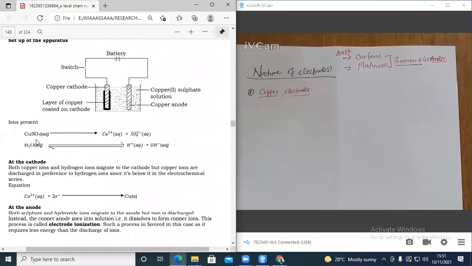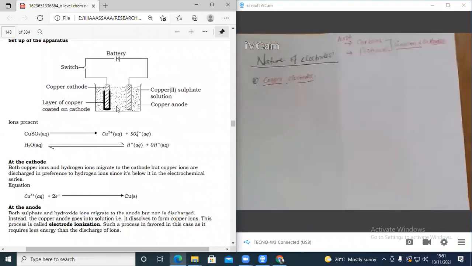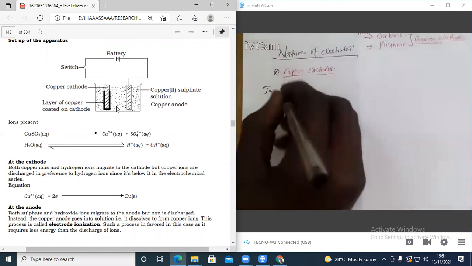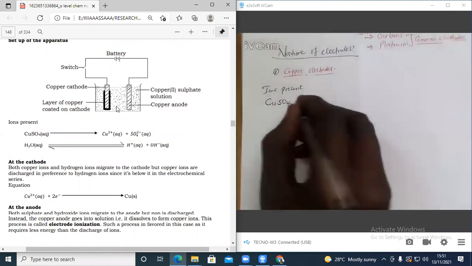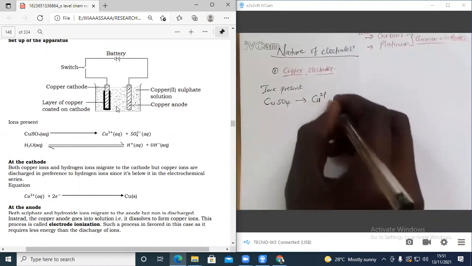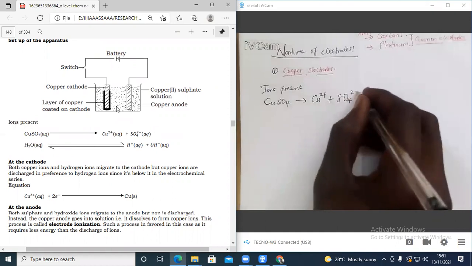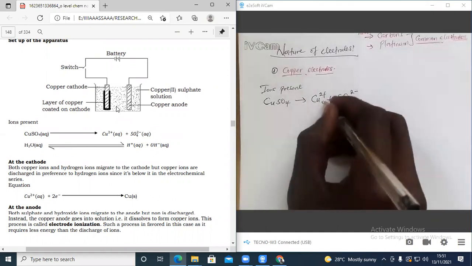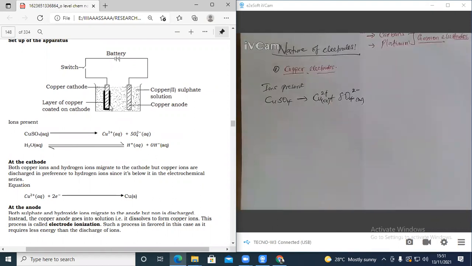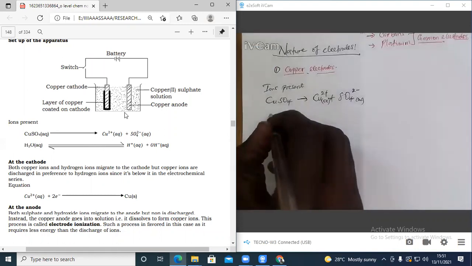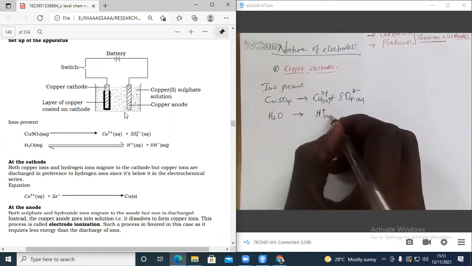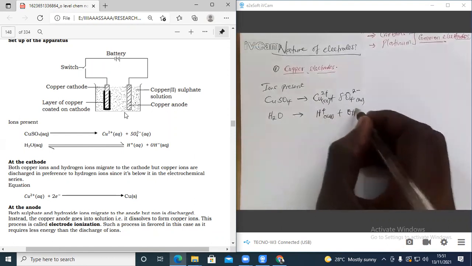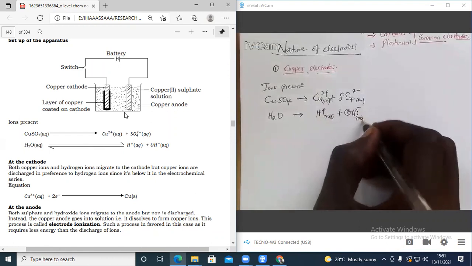In a copper sulfate solution, we have the ions present. We shall have copper two ions, aqueous, and then the sulfate ions, aqueous. And this is a dilute copper sulfate, therefore, we have also water ions. So here we shall have hydrogen ions, aqueous, plus hydroxide ions, negative, aqueous.